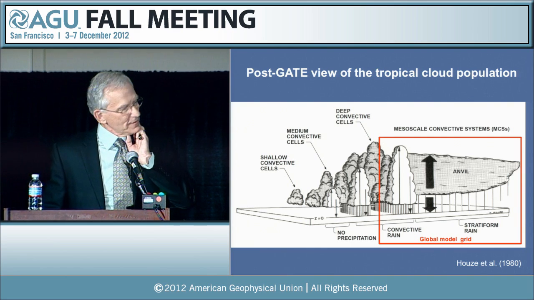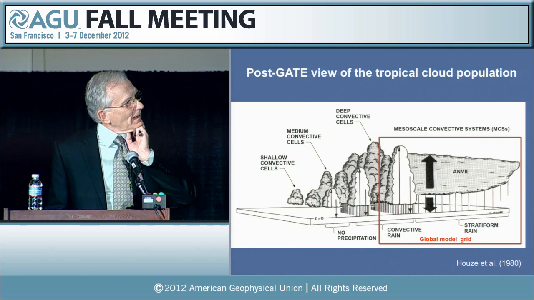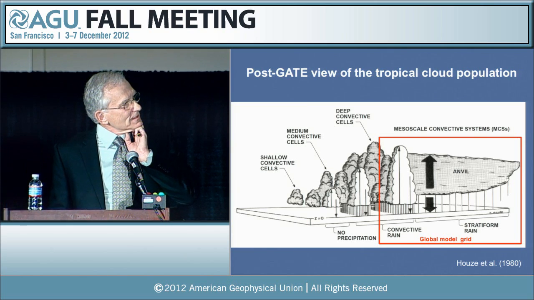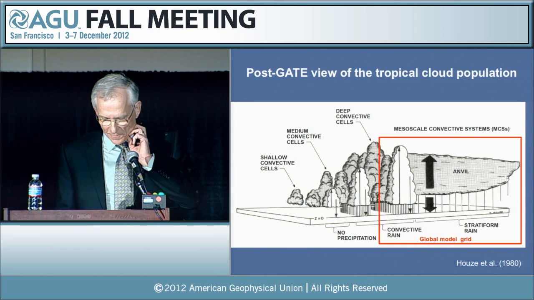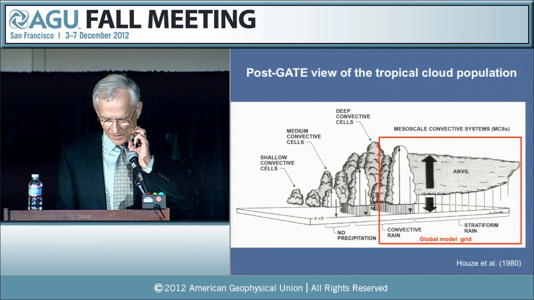There's upward motion aloft, downward motion below. And these things are the scale of the model grid. So it didn't really fit the small area. They don't really fit the small area assumption very well.